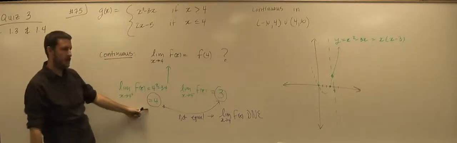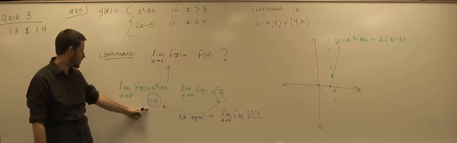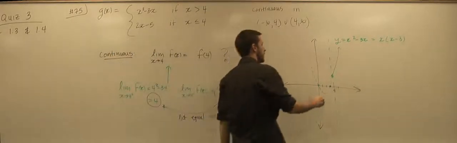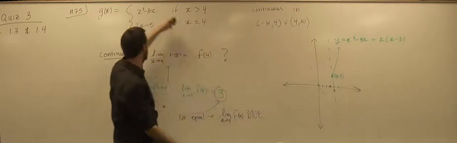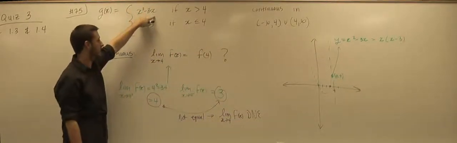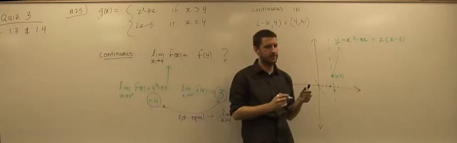Well, it's this guy right here. The limit is x goes to 4 from the right. So this will be a 4 form. Or another way of saying that is if you plug 4 in here, what do you get? You get out 4. So that's what the hole is.